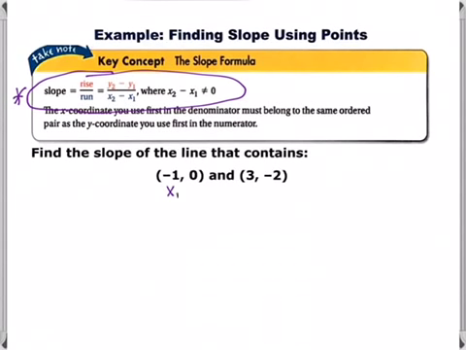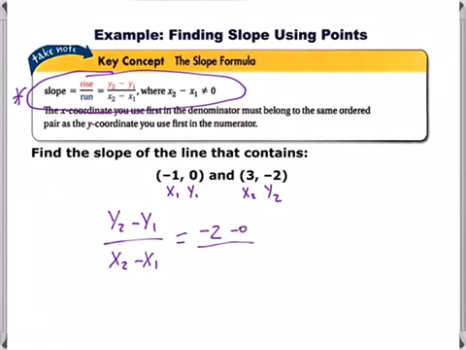I'm going to let -1 be my x1, 0 be my y1, 3 be my x2, and -2 be my y2. And I want to plug these values into my slope formula. And so when I plug in these values, I've got y2, which is -2, minus y1, which is 0, over x2 minus x1. Well, in this case, the top's pretty easy. -2 minus 0 is -2. But on the bottom, I've got 3 minus a -1, which is like adding 1, so we get 4 on the bottom. So our slope ends up being -1/2 when we simplify.